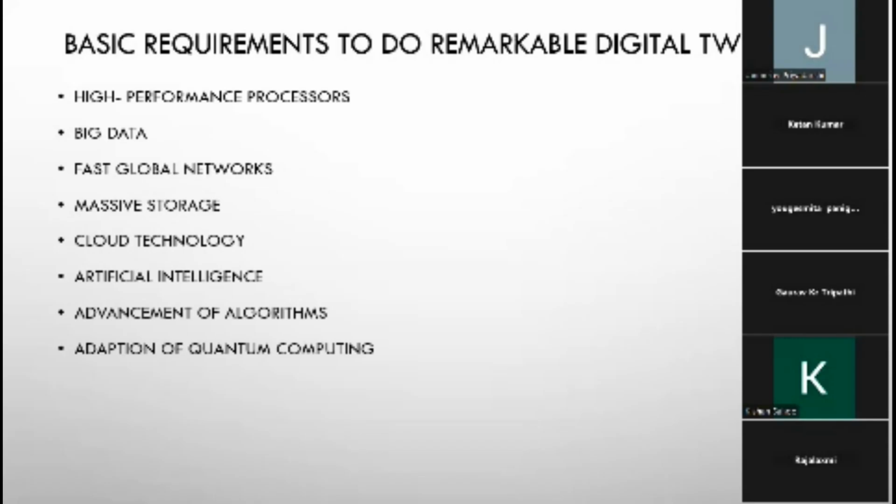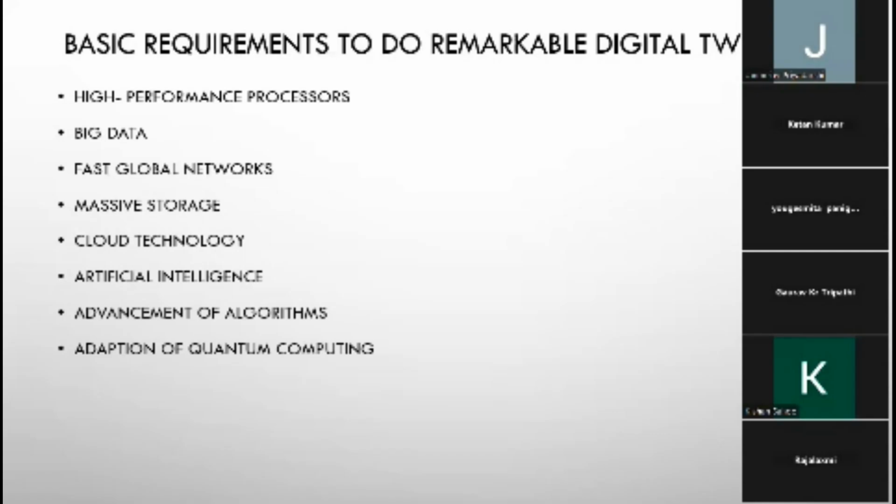The basic requirements to do a remarkable digital twin design: the first one is high performance processors, because you gather a huge amount of data. When you gather a huge amount of data, to analyze it you need a very high capacity processor which can process all this big data in very quick succession. If your processing speed is slow, you cannot simulate easily. You cannot predict the future. You cannot give alerts. You cannot provide advice.